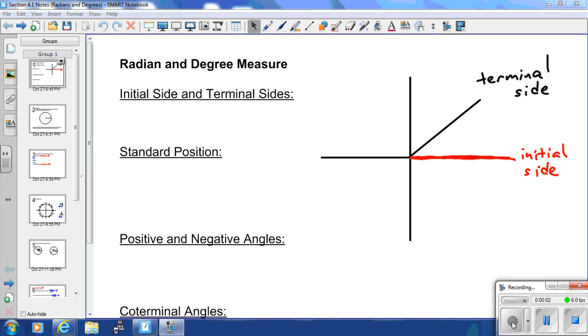Okay, welcome to chapter 4 here. We've got some trigonometry we're going to get into, beginning with a discussion of radian and degree measures. You guys are pretty familiar with degrees, so we'll start with that concept.